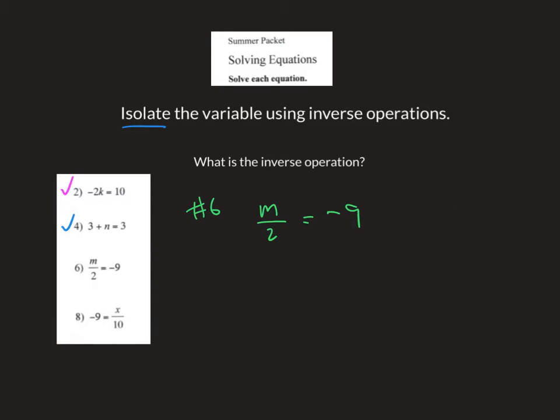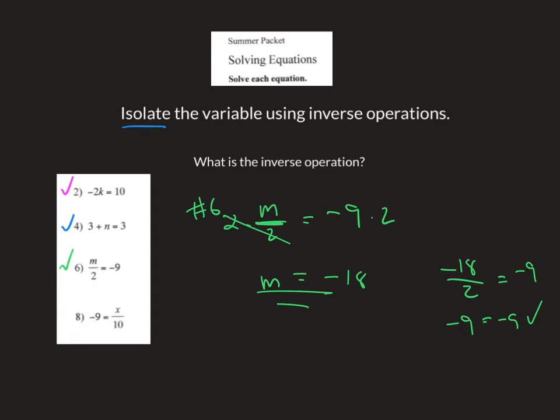Number 6, m divided by 2 is equal to negative 9. The operation holding 2 to m is division. So the opposite of that is multiplication. And I'm going to multiply by the value that I'm trying to get rid of. So 2 divided by 2 is 1m, and negative 9 times 2 is negative 18. So there we have negative 18 for our final answer. And again, negative 18 divided by 2 is negative 9 equals negative 9. Check. That's a good answer.